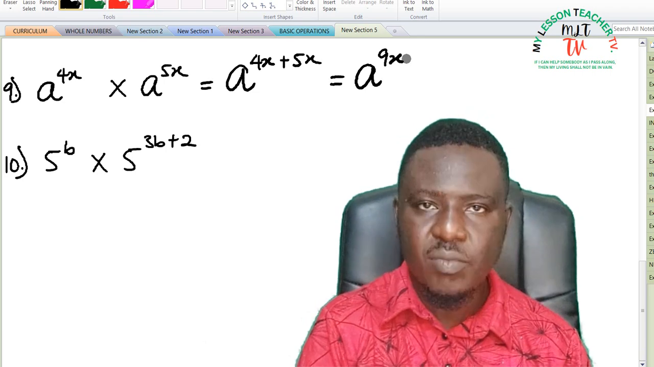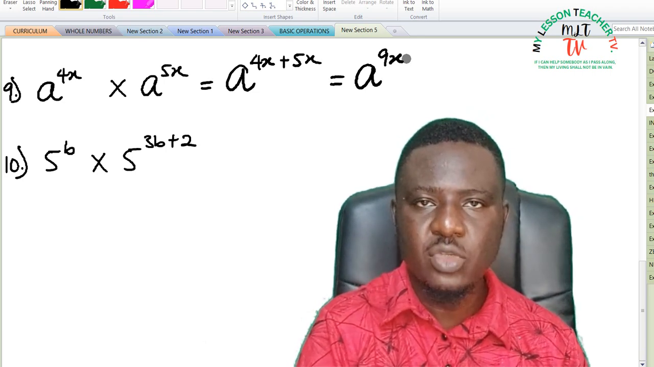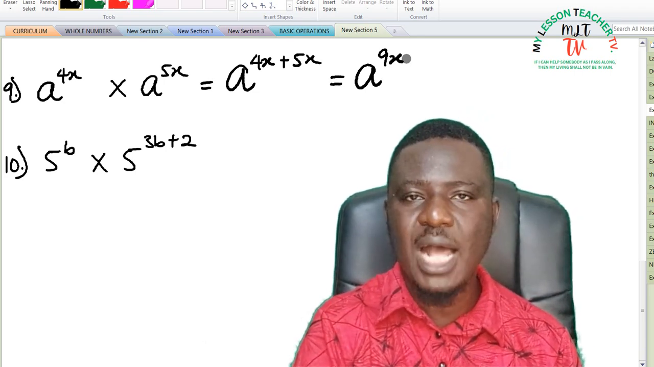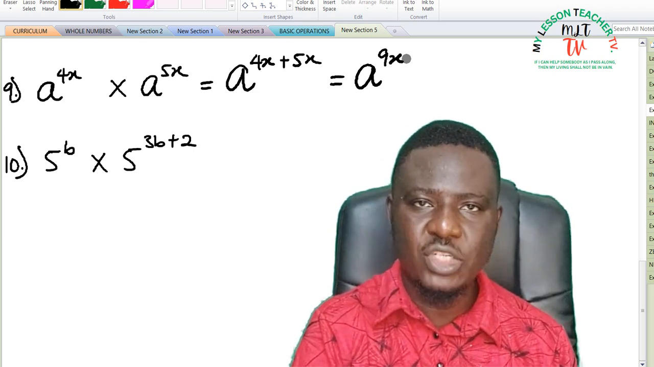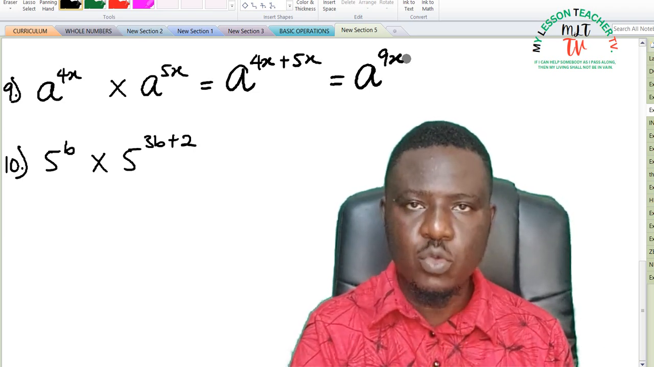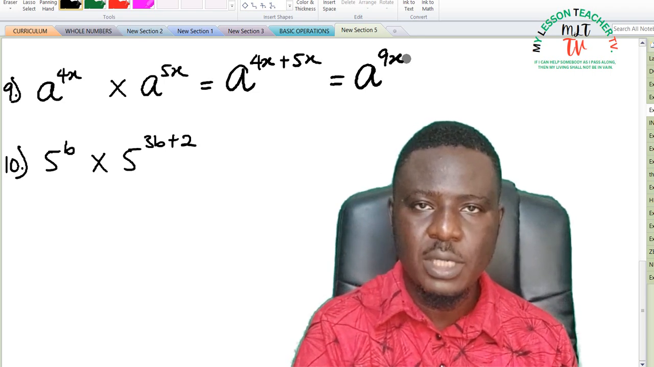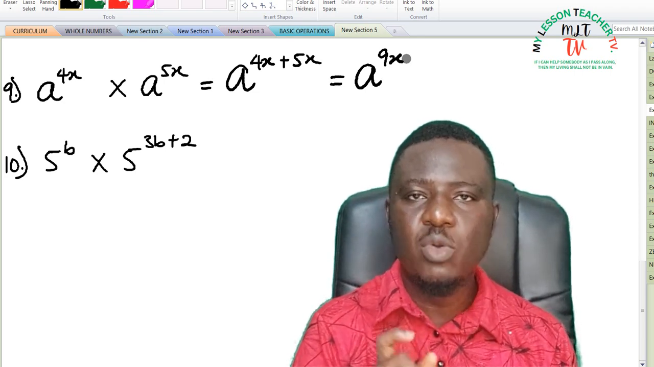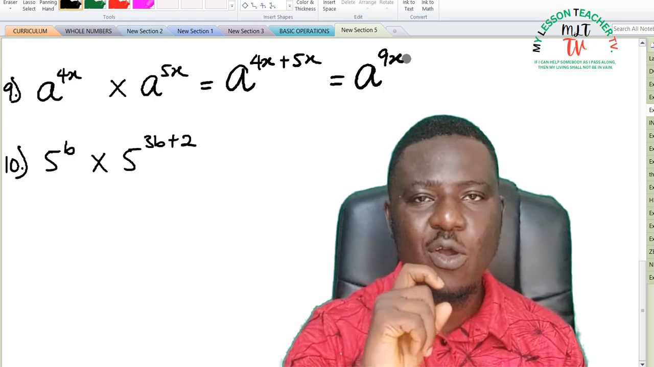That brings us to the end of today's class. In today's class, we have been able to look at the indices law of addition. We have been able to prove to you that the law holds. See you in our next class, where we shall be looking at the indices law of subtraction.